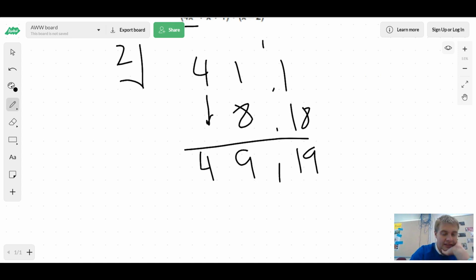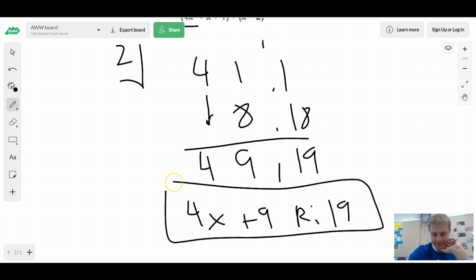Again, because you're dividing these things, the degree always goes down by 1. So I'm going to get 4x plus 9 with a remainder of 19. And that would be my final answer. Let's try another one.